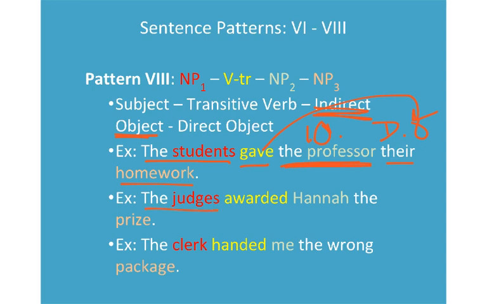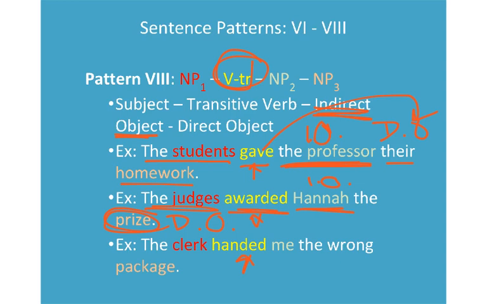In the second example, the judges is our noun phrase. Our transitive verb is awarded. What was awarded is the prize, so that's our direct object. And then who is it awarded to? Hannah. So she's our indirect object. Again, a direct object is what's received. I always ask myself, what is being blanked? And by that I mean, what is being transitive verbed? What is being given? What is being awarded? What is being handed? That's my direct object. Who is it being given, awarded, handed to?